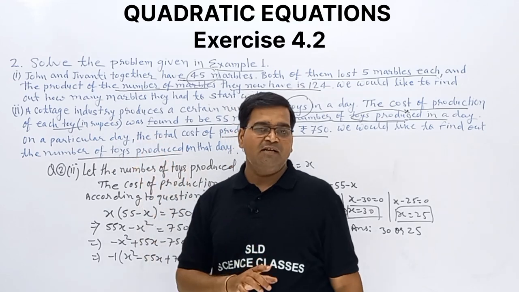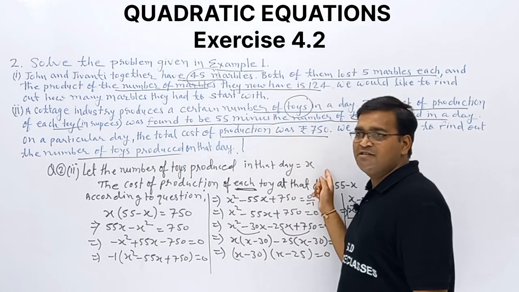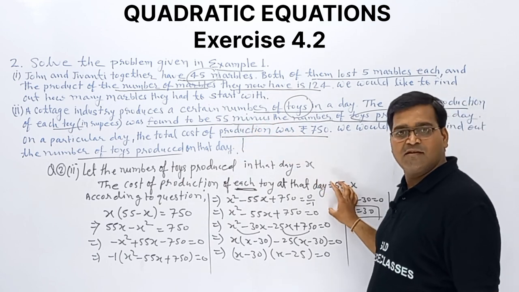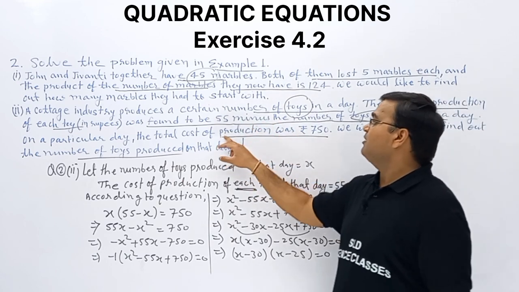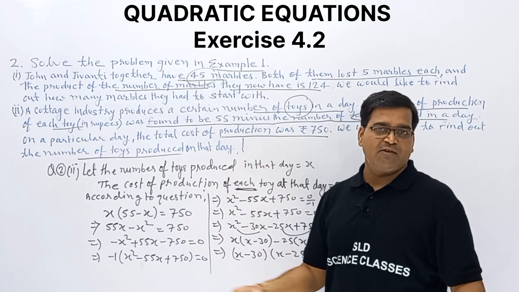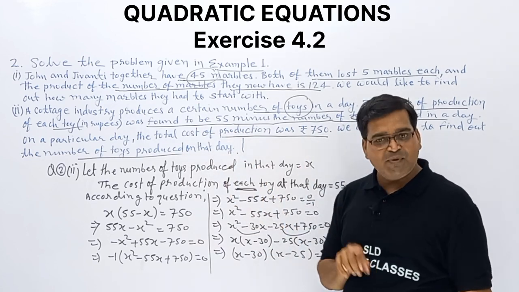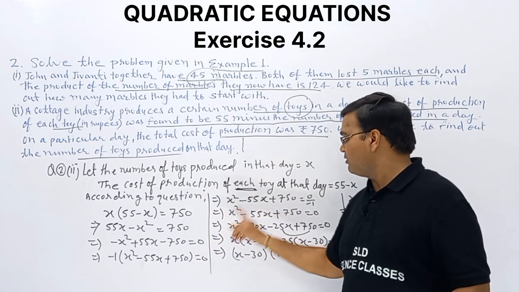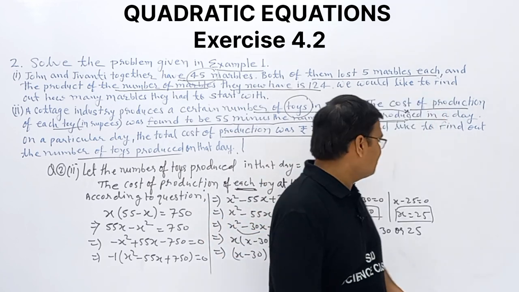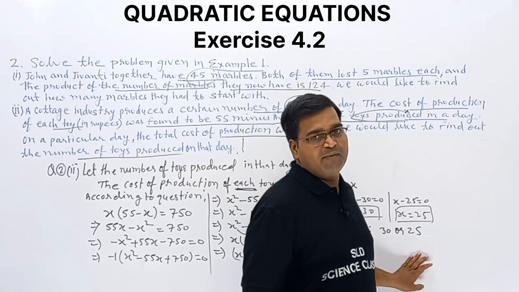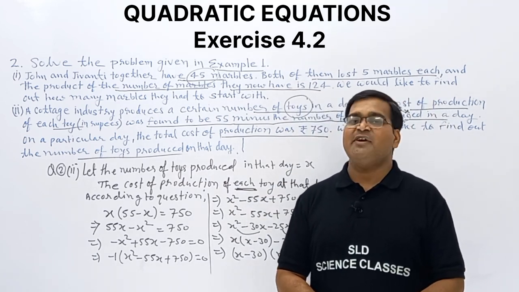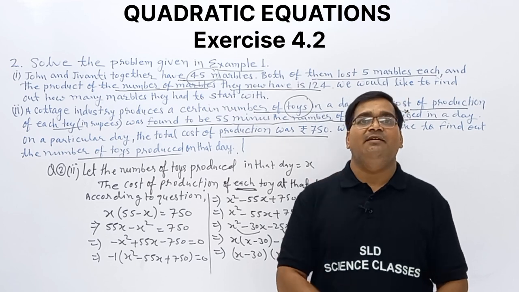On a particular day, the company produced X toys. Cost of each toy is given in the question, 55 minus X. Product of both will be what? The total cost means product. One toy cost we are having and total X, then the product will be 750. Solve this one. We are getting the value of X, 30 or 25. So the company produced 30 or 25 toys on that day.